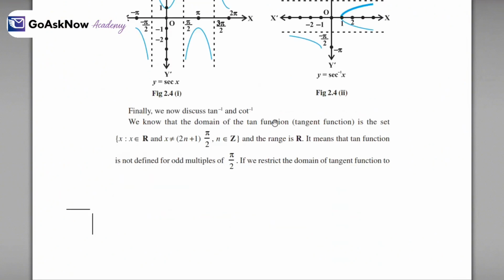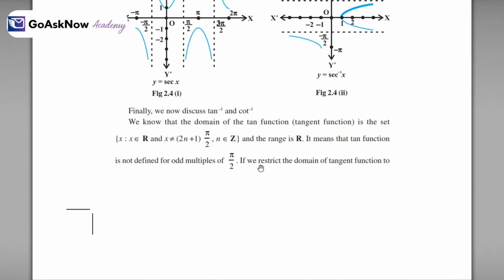Okay, so finally we should discuss the tan inverse and cot inverse graph. So tan inverse is also very important for you, and we will see how the graph is drawn and what the domain and range of tan inverse are. Okay, so let's start with the tan inverse function.